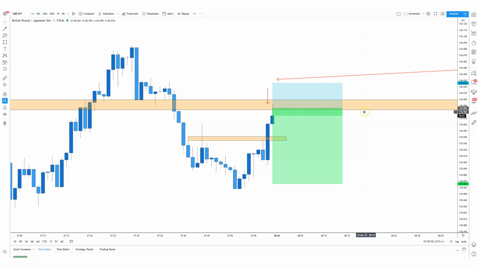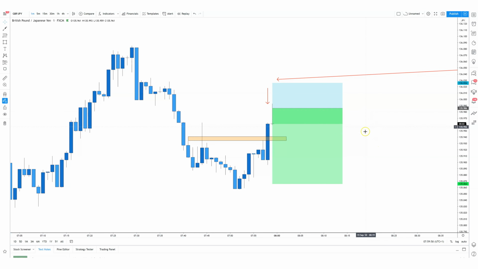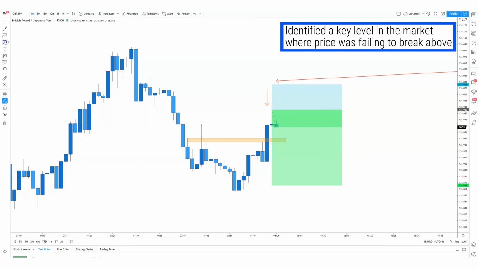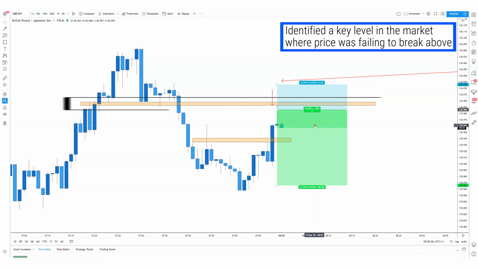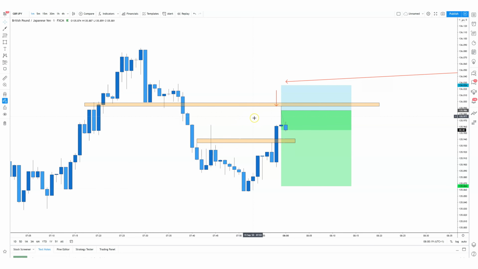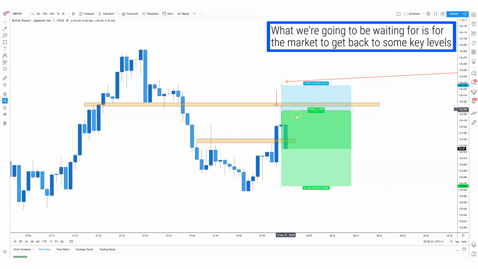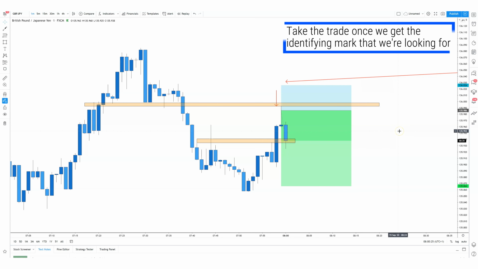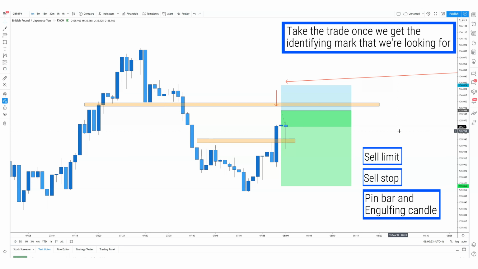Well, no, not really. What I've done here is identified a key level in the market where price was failing to break above. This is where the market broke above. It created a breakout, a huge strong wick to the upside, and then we had this break back into structure. This was a key level that I would have liked to work with as a nice double top for a continuation. But if we break above that, that does not mean we're bullish. What we're going to be waiting for is for the market to get back to some key levels, as you can see here, and take the trade once we get the identifier mark that we're looking for, whether it be a sell limit, a sell stop, a pin bar, an engulfing candle, whatever it is you trade, and then we'll take it.